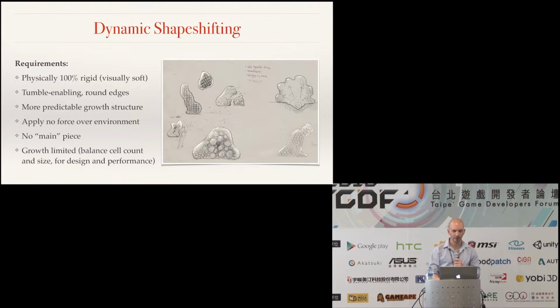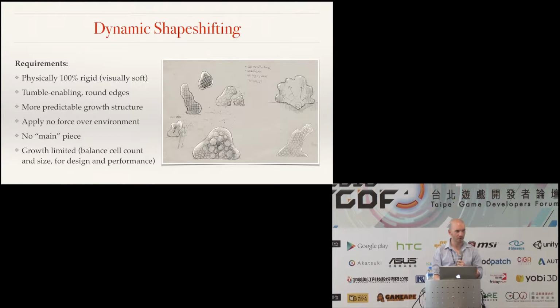I decided pretty soon to make it use a grid for the predictable growth structure. You can see where it's going to grow. And again, applying no force over the environment. No main piece. All the pieces are individually growing, and there's no one piece that, if you kill it, you're going to die.